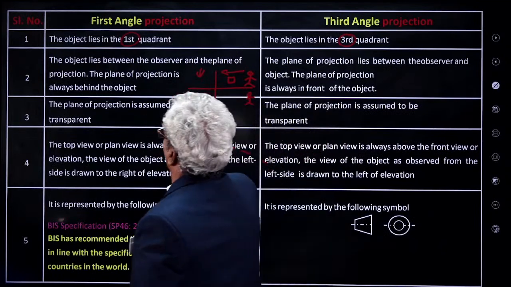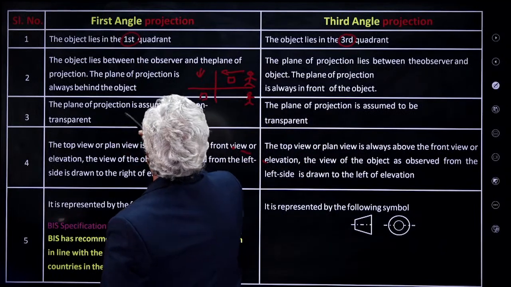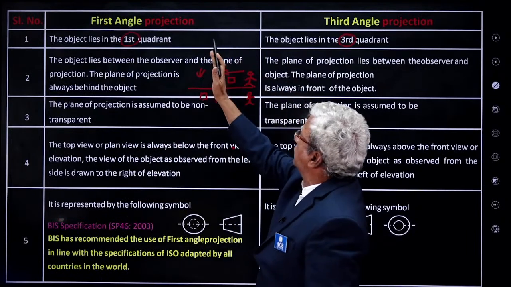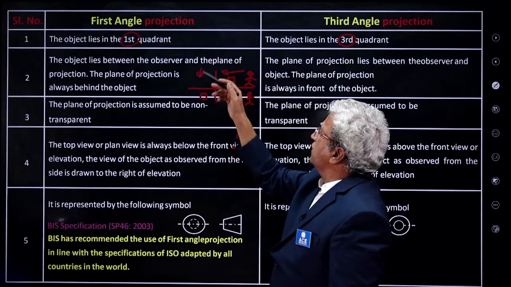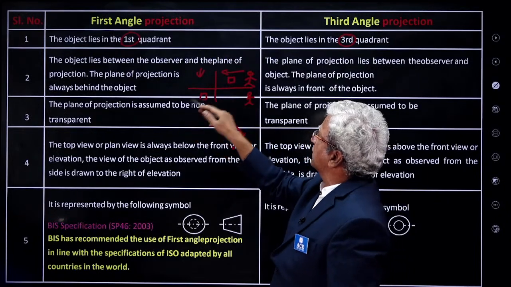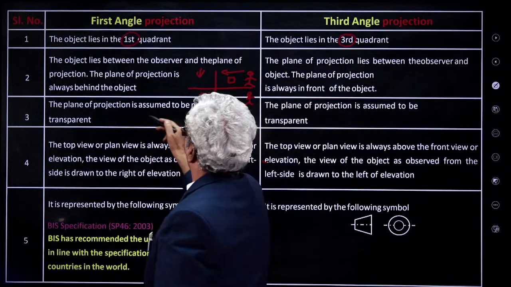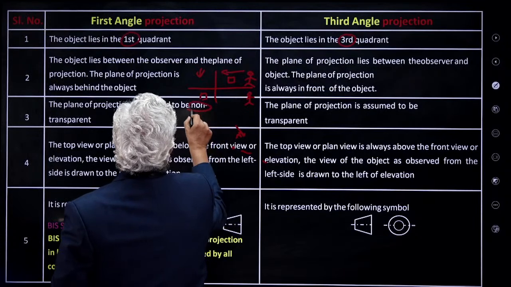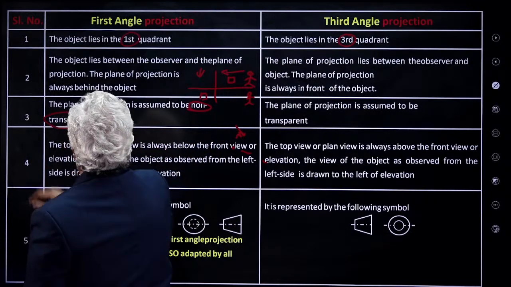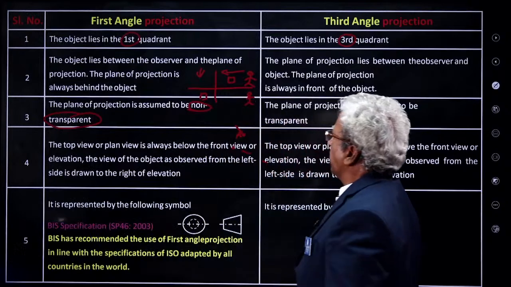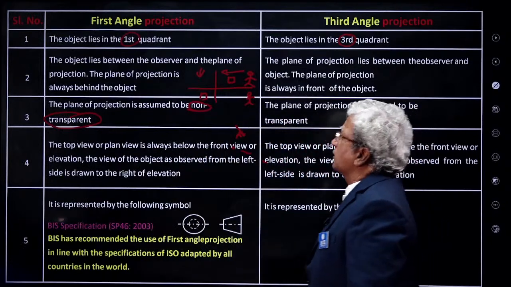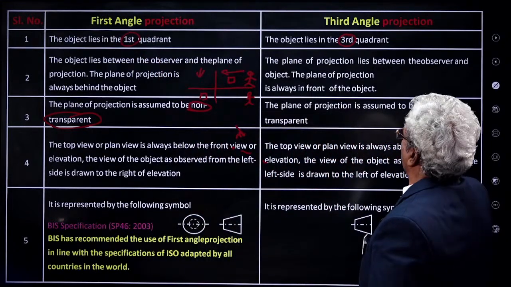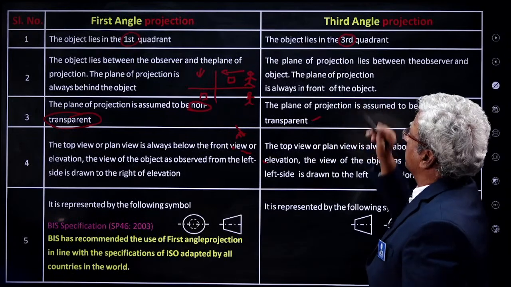The plane of projection is assumed to be non-transparent in the first angle projection, because you take the shade on this, that means you have to draw on this, so it requires something like a board. It's non-transparent. This could be a question. Please see, non is here. The plane of projection is assumed to be non-transparent in the case of first angle projection, whereas the plane of projection is assumed to be transparent in the case of third angle.